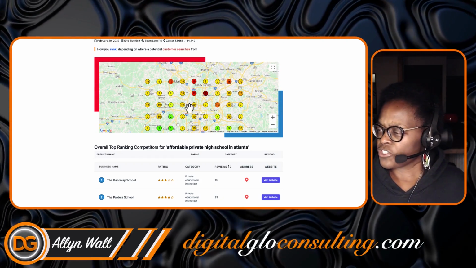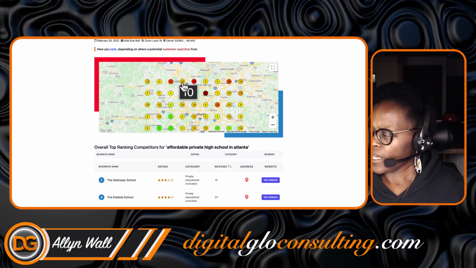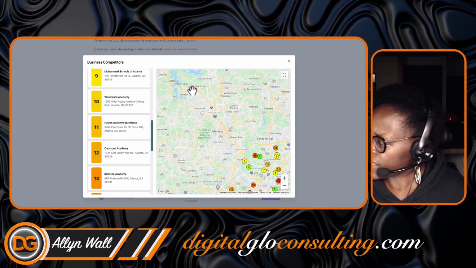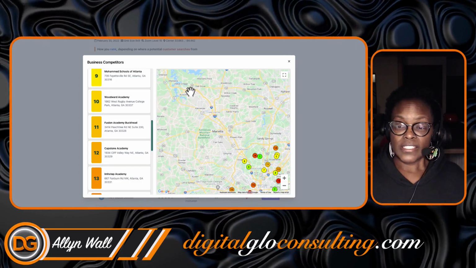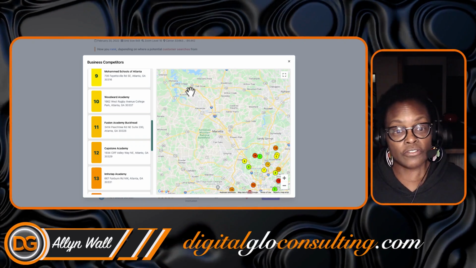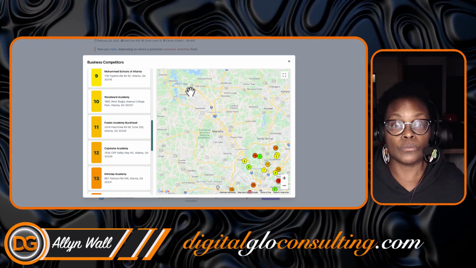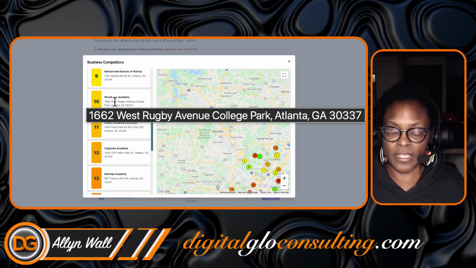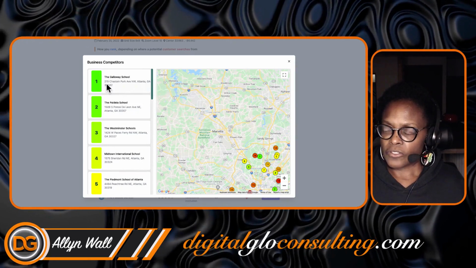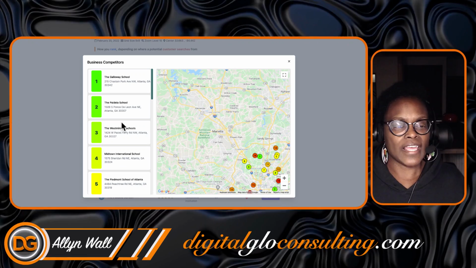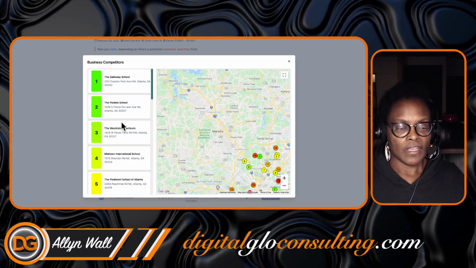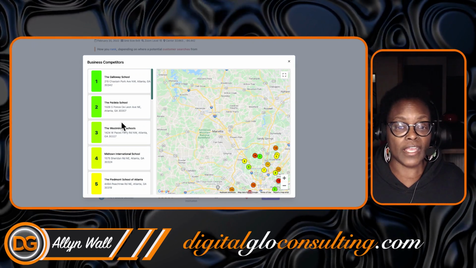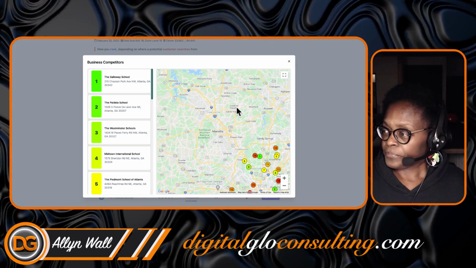Okay. So now let's take a look at this map. If a person is searching from this location, I cannot see. Okay, so that's Marietta. So let's say someone is searching from Marietta, and they're searching for an affordable private high school, and they're standing in Marietta. Woodward Academy is going to show up 10th. The schools that show up 1, 2, and 3, that means that these schools are optimizing their Google Maps listing and probably their website for Marietta.